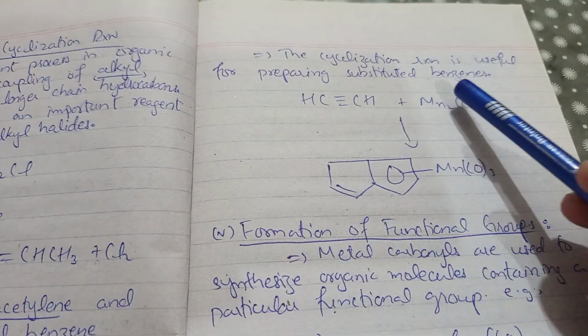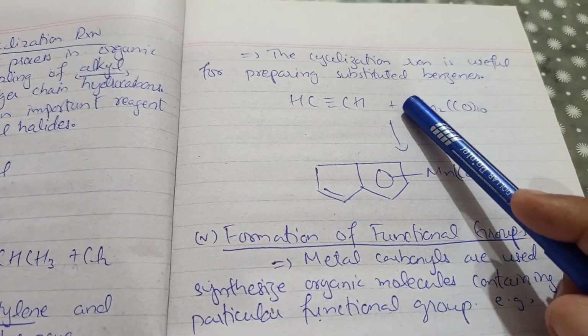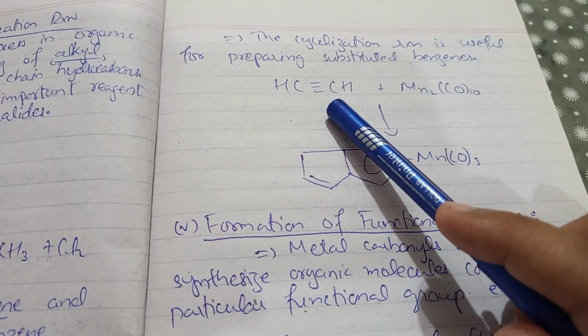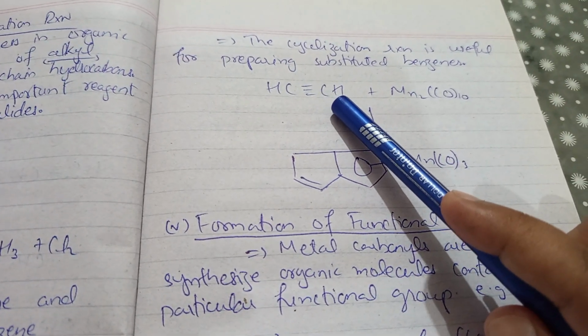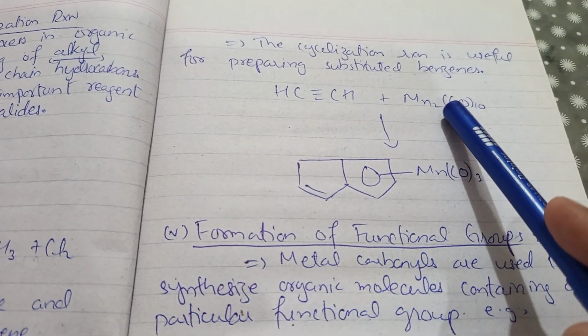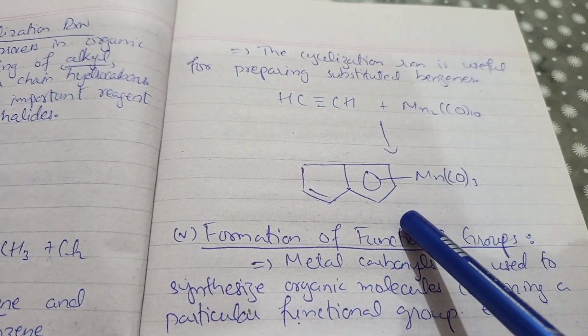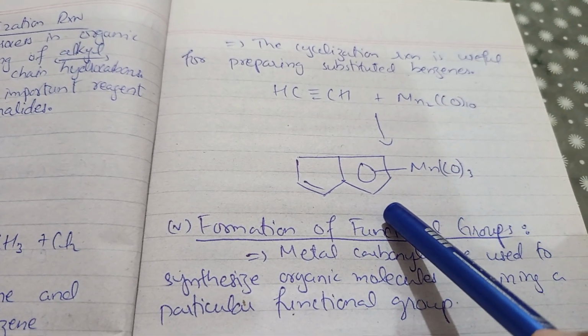This cyclization reaction is very useful for preparing substituted benzenes. So here you can see we have alkyne. When it reacts with this metal carbonyl, it forms this product.